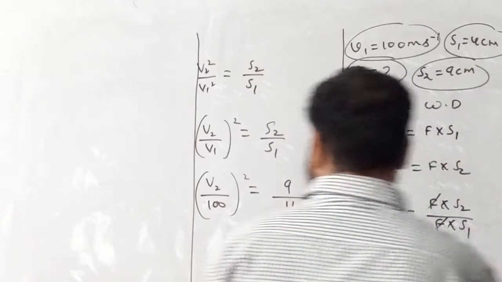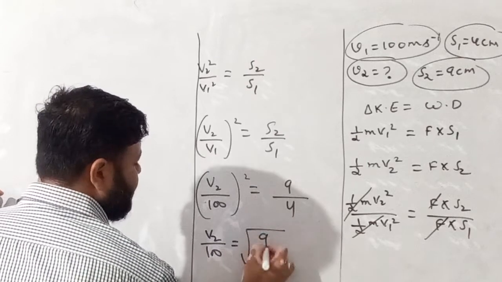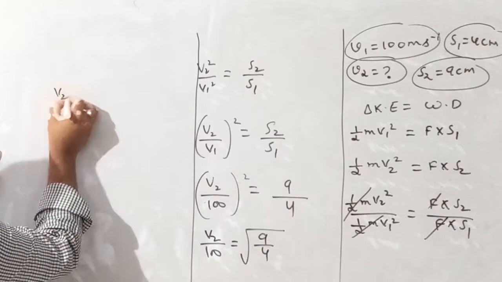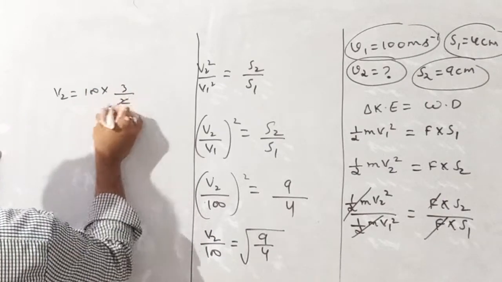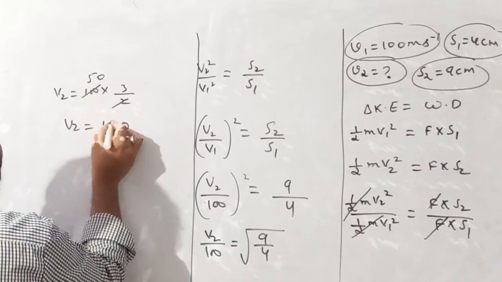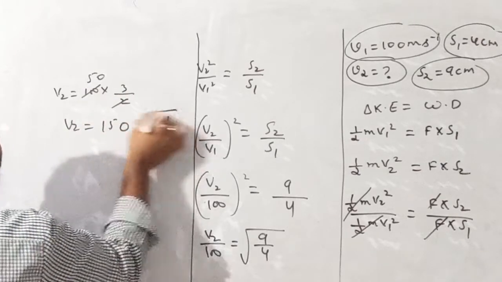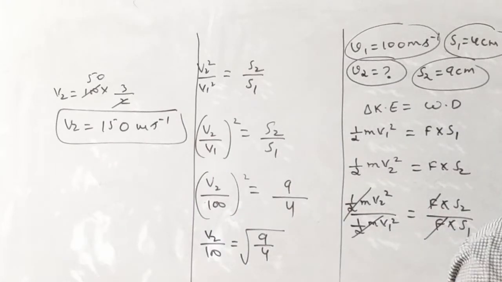So we can write V2 by 100 is equal to under root 9 by 4. So V2 becomes equal to 100 into root 9, which is 3, by 2. So 2 5s are 10, 50. So V2 is equal to 150 meter per second. This is the value of velocity, 150 meter per second. I hope you all understand.